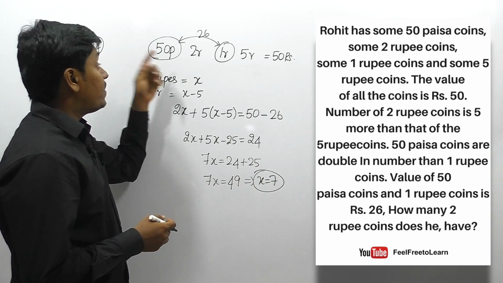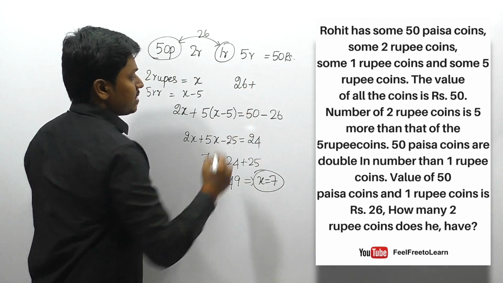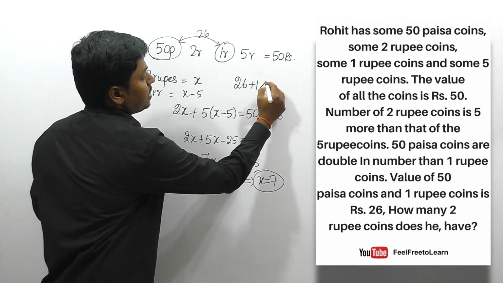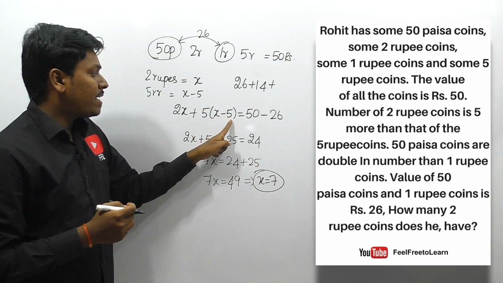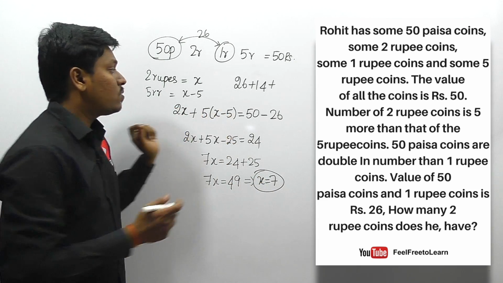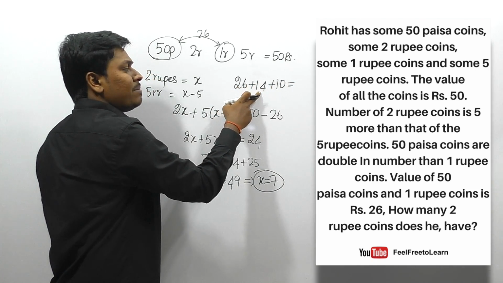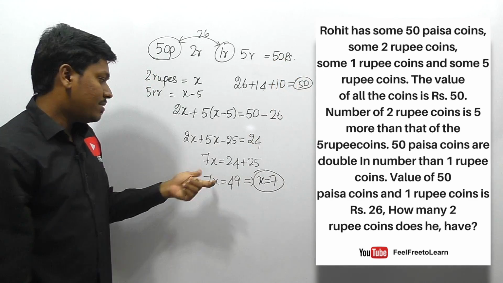So friends, listen carefully. We already know that the 50 paise and 1 rupee total amount will be 26 rupees. And the 2 rupee coins will be 7, so 7 into 2 will be 14. Next will be 5 rupees: 5 into x minus 5, where the value of x is 7. So 7 minus 5 will be 2, and 5 into 2 will be 10. When we add all the values, 26 plus 14 will be 40, and 40 plus 10 will be 50. So finally we are getting 50 rupees, which means the answer is correct.